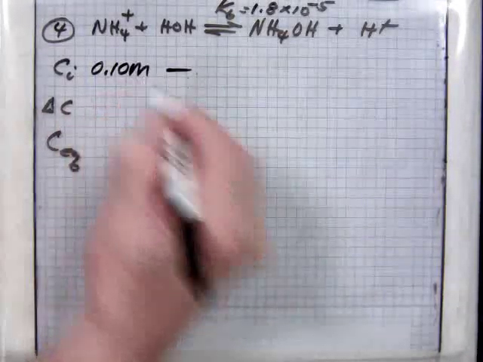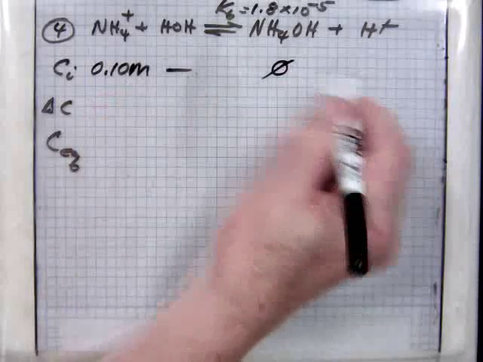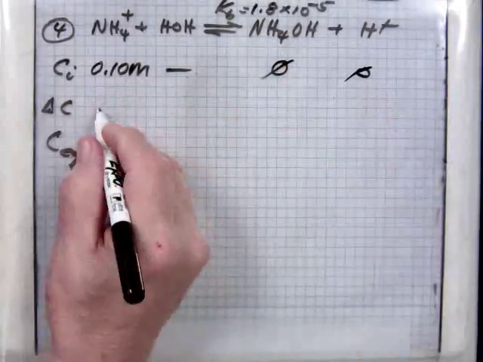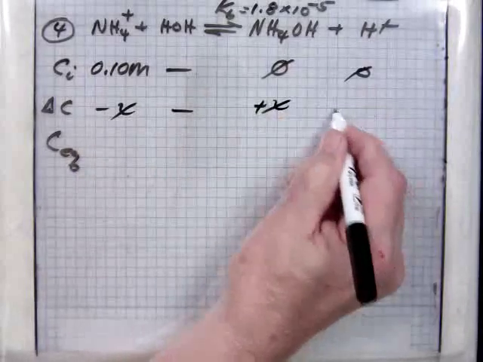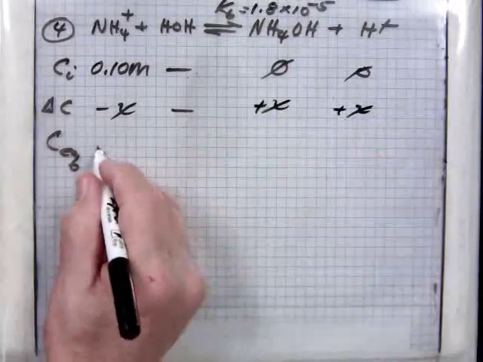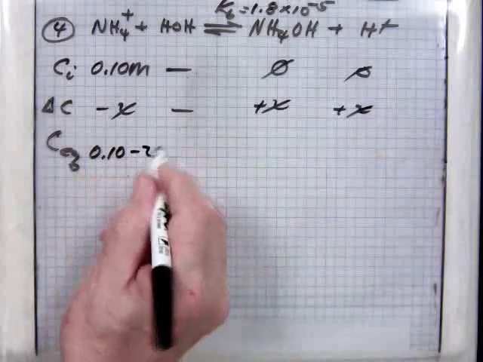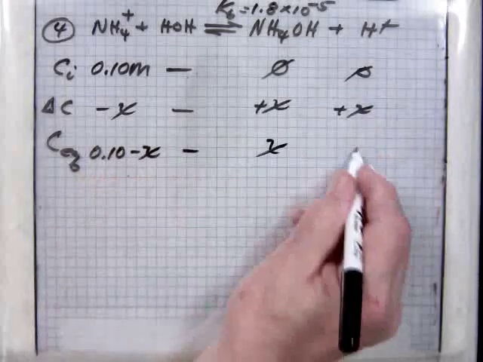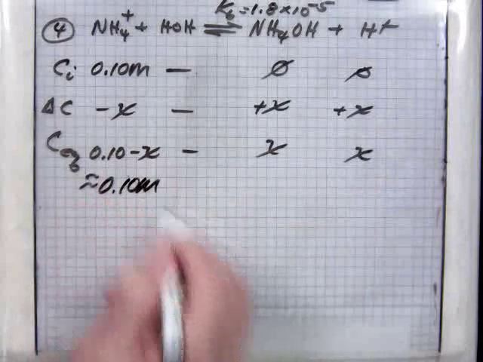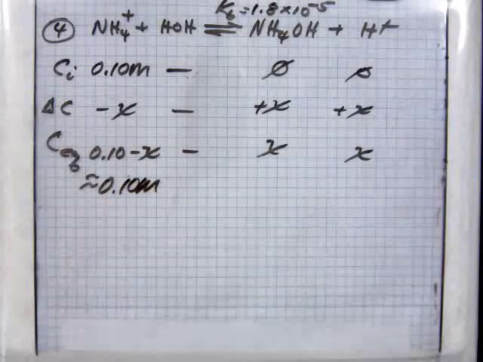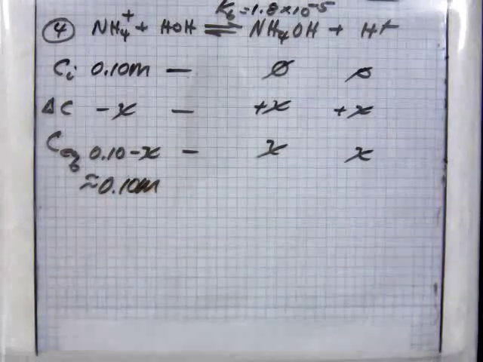Disregard the water, and it starts at 0 and 0. This is minus x, disregard water, plus x, plus x, and it's 0.10 minus x, disregard water, x, x, and this, you drop the x, 0.10 molar. Okay, so everybody okay on the ice table?